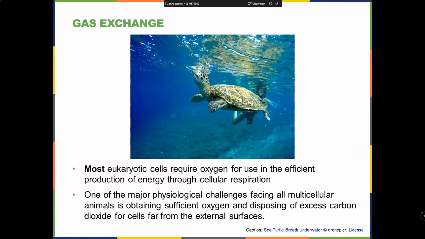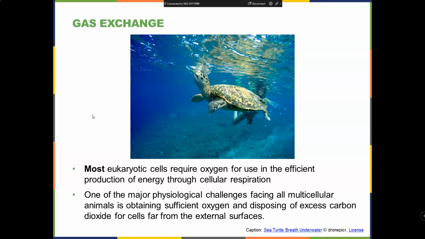All right. Now let's talk about gas exchange and respiratory systems in animals in general, and then in you in particular. Most eukaryotic cells require oxygen for efficient production of energy. That's most, not all. There are a few very rare eukaryotic organisms that don't even have mitochondria, so they don't need oxygen. And a lot of your cells can work anaerobically as well and don't need oxygen.